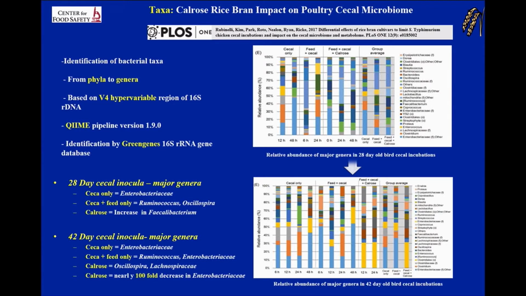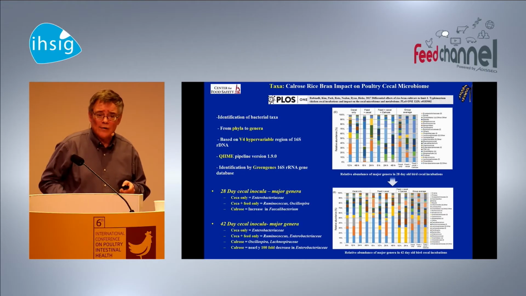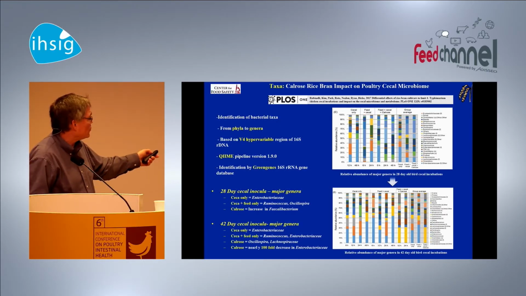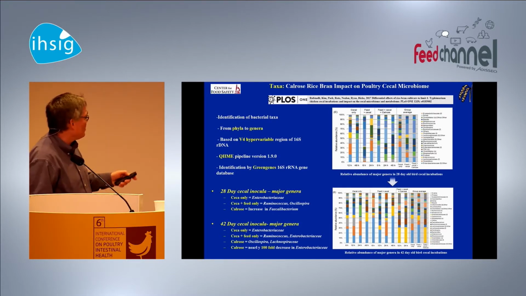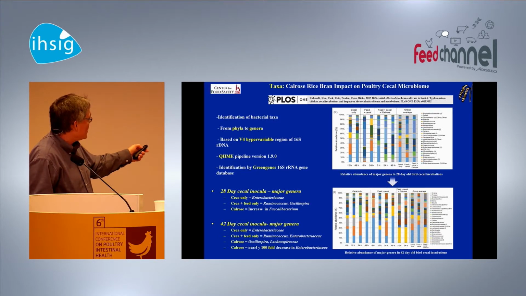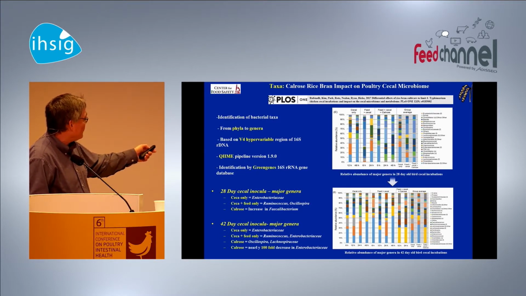Some take-homes here: at 28-day cecal inocula, the major genera in ceca only was mostly Enterobacter. When we added in feed, we'd start to see Ruminococcus and Oscillospira come in. Makes sense. Ruminococcus is more of a fibrous carbohydrate type degrader, whereas Oscillospira is more of a starch degrader, and so it makes some sense that you probably start to see those become prominent. When Calrose was added in on top of this, we also saw a big climb in Faecalibacterium as well.